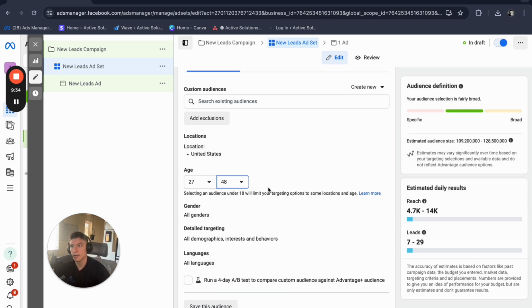So really take some time and leave it super broad if you have no idea. But take some time to think, okay, the people who are most interested in what I have, or my target audience, what is their age range? So that's the first thing. And then everything else you want to leave broad.